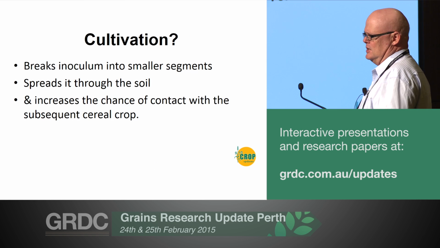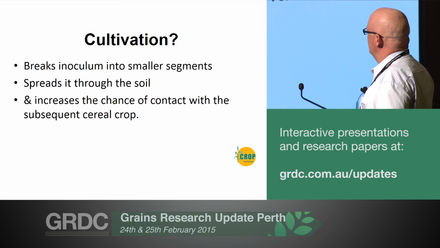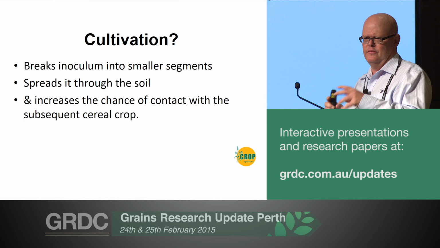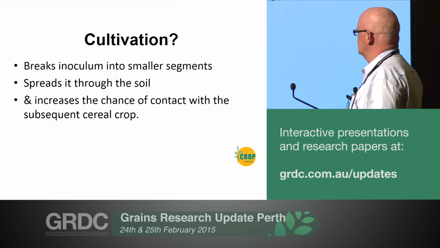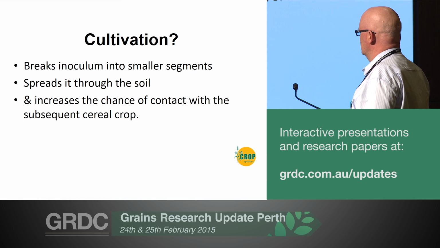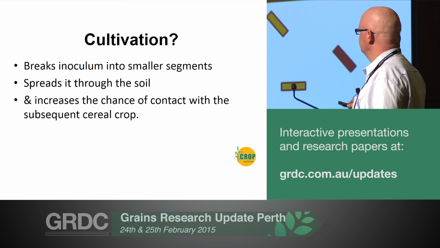So what about cultivation? Another bad thing. I'm going to be murdered again. Cultivation's okay, but it breaks the inoculum, which is basically the bits of stubble that are infected. That's where it lives. That's its home. It spreads these little bits into smaller bits, so you're just making more points of infection. So you're increasing the chance of contact with the subsequent crop.